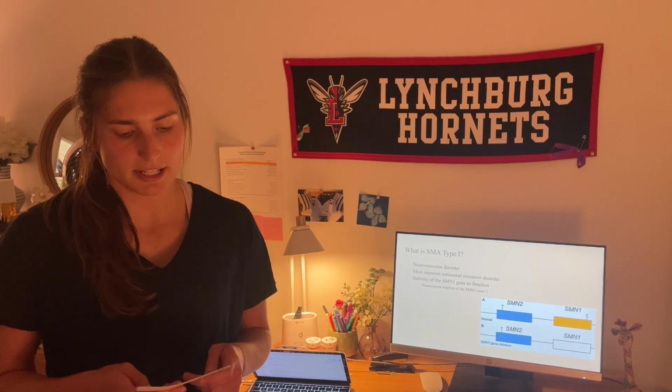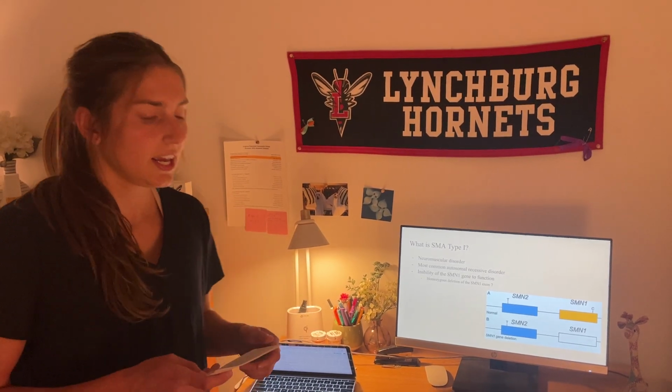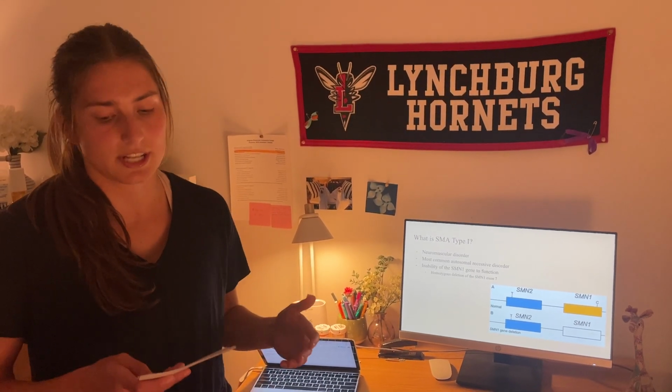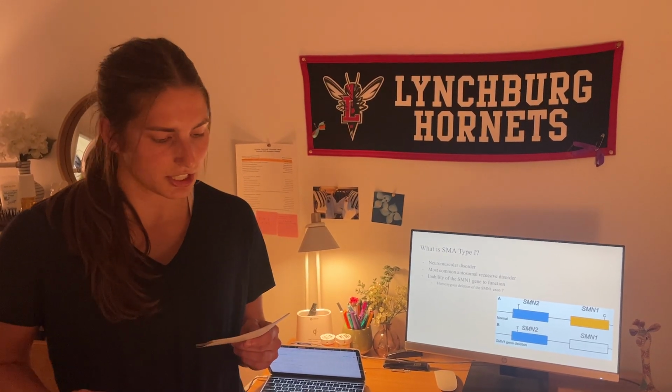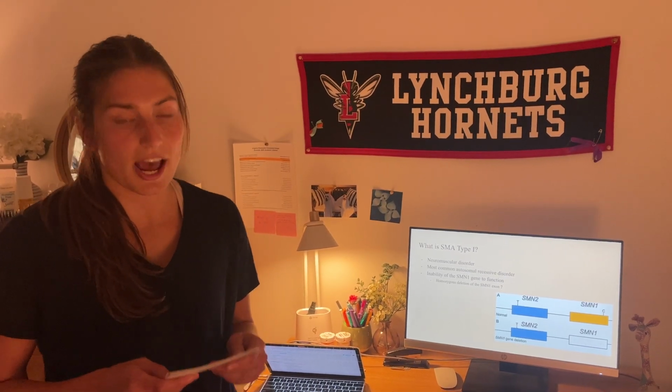So what is SMA type 1? It is a type of neuromuscular disorder, and its mode of inheritance is autosomal recessive. This means that this disorder tends to skip generations, and two copies of the gene must be present to have this recessive trait.